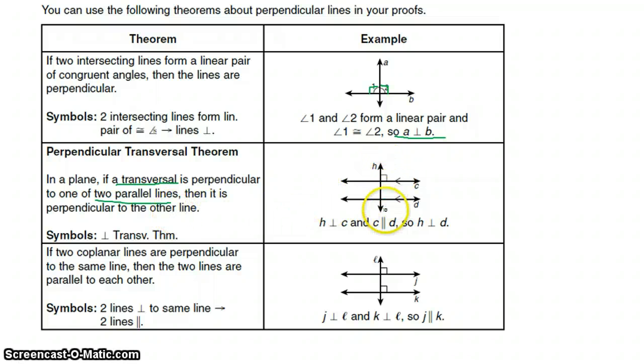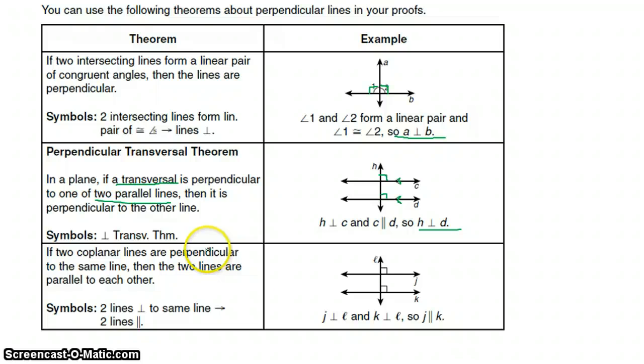H is our transversal. They're telling us that it is perpendicular to C. We have our symbol here. They're also telling us that C and D are parallel because we've got our parallel markings here. So from this, you can automatically conclude that if H is perpendicular to line C, then H will also be perpendicular to line D.